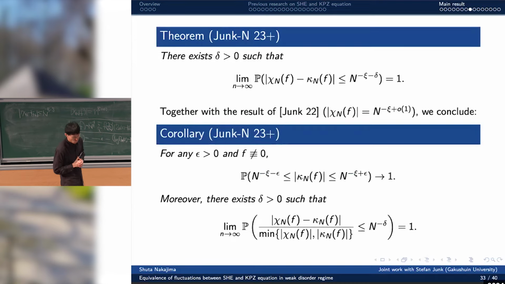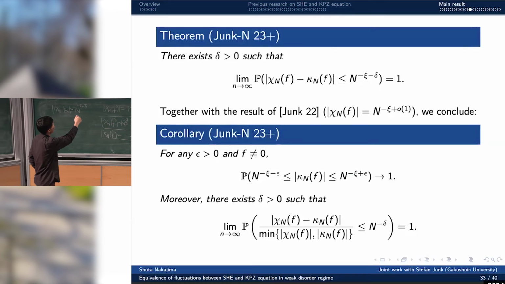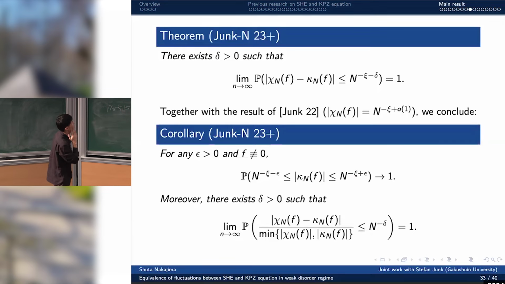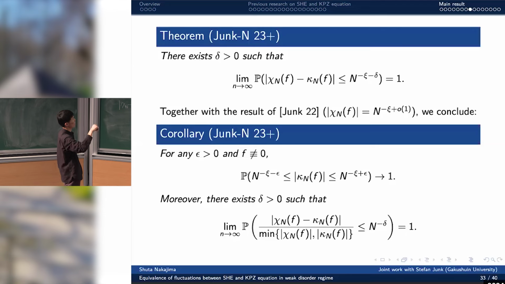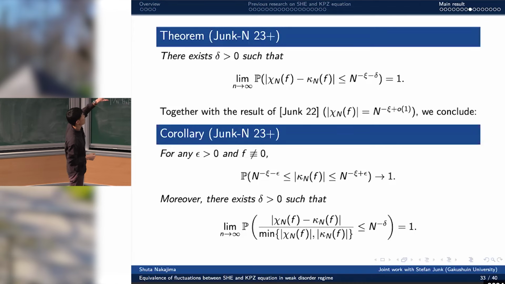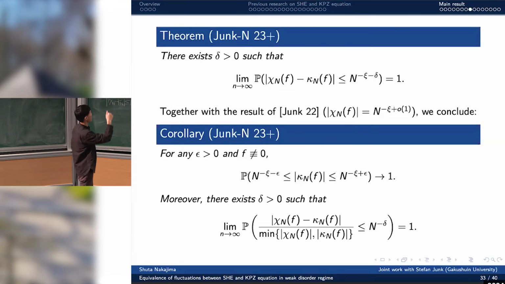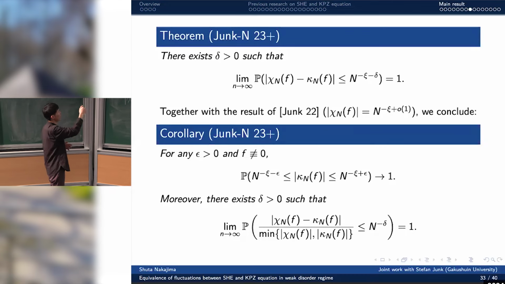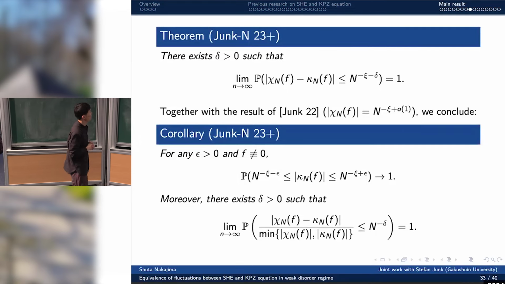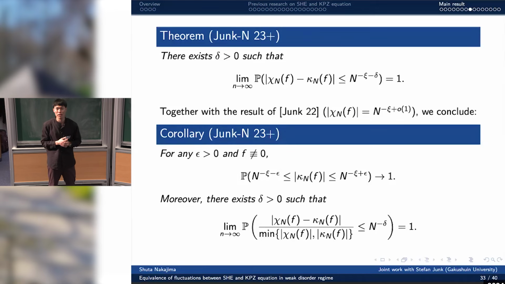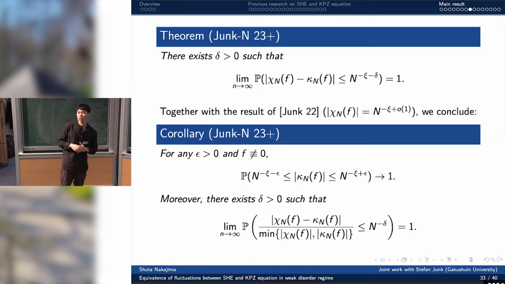Okay, and from this we have two important consequences. The first one is the fluctuation of KPZ has the same order, so n to the minus c. So in this case we can take epsilon small enough, so we know that kappa_n(f) is of order n to the minus c. And so using this result, the difference between the fluctuations is negligible compared with chi_n and kappa_n. So this is our main result, and that's why we call it the equivalence of the fluctuation, because the difference is negligible for the two fluctuations.